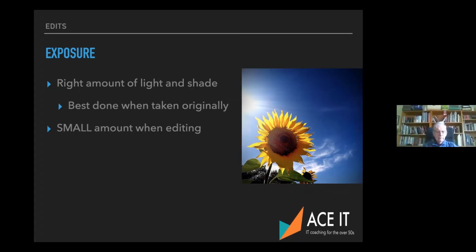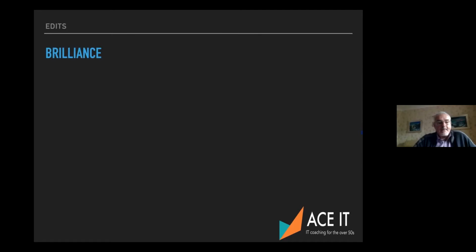And I would also say, adjust a fairly small amount. Playing around with exposure, you can end up with all kinds of excitements in your photographs. The next control is called brilliance. And what brilliance does is, and they're all playing with light levels, brilliance either brightens shadows or darkens highlights.